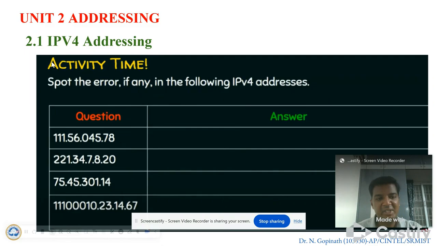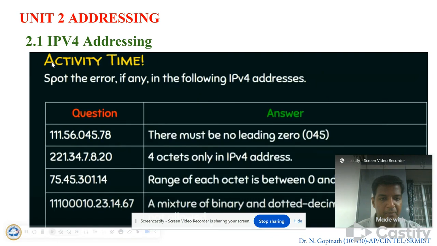So here is the activity time. Let us spot the error, if any, in the following IPv4 addresses. Let's go with question number 1. So here is the answer for the errors which were identified. For the first question, there must be no leading zeros, that is 045. For the second question, there are 4 octets only in an IPv4 address. And for the third one, the range of each octet is between 0 and 255.